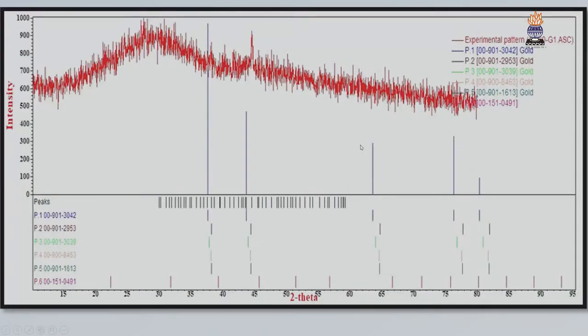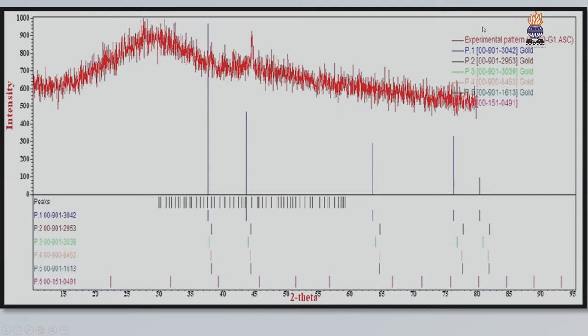See, this is the glass sample, and this is the JCPDS file sample which we are analyzing. These JCPDS files tell us the dopant we used and which metal oxides we are using. And this can confirm that this is the sample doped with gold. This is the main important thing.